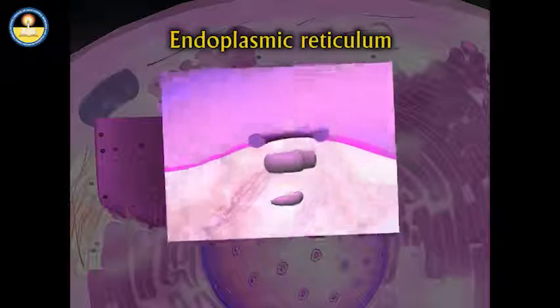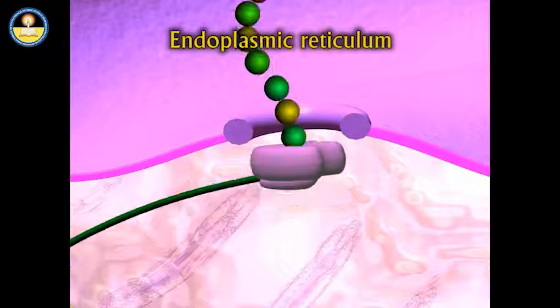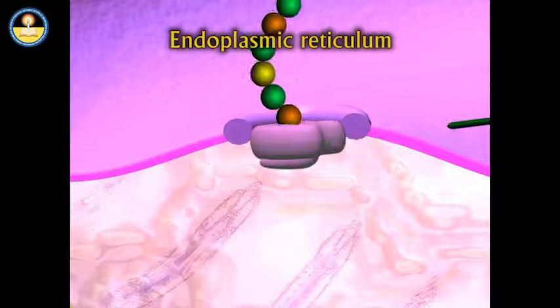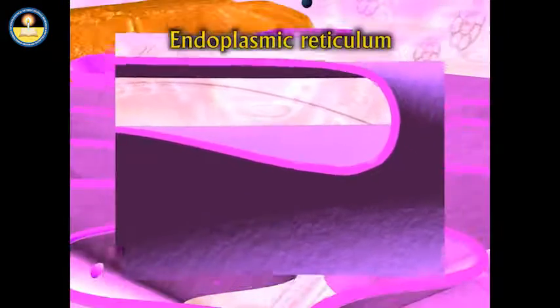The function of rough endoplasmic reticulum is to perform the synthesis of proteins and transport of many biochemical compounds in a cell.